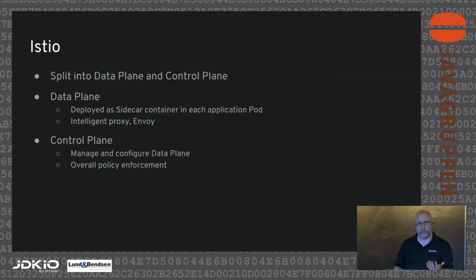So Istio in particular is split into a data and control plane. The data plane is deployed as the sidecar into each application pod, and it's the intelligent proxy which is currently deployed as Envoy, and it's the bit that communicates with the control plane to find out what policies need to be administered, what the rules are, what the routing is, and all that kind of information. It holds that itself. Your microservice doesn't need to worry about it.